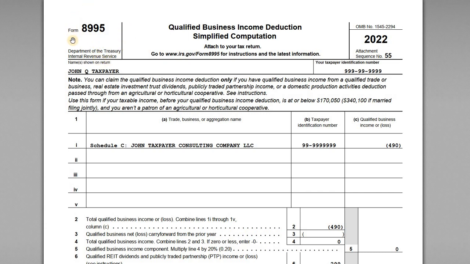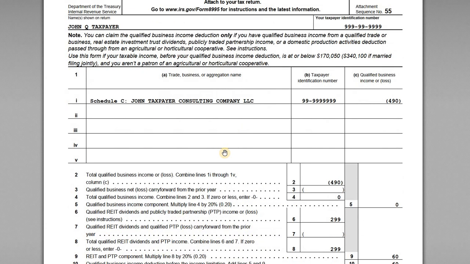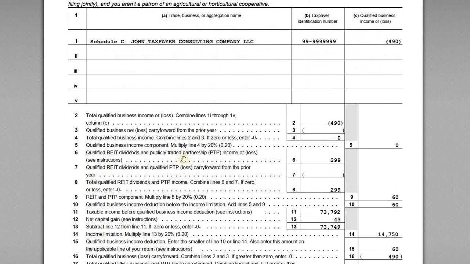Okay, for this video I want to go over the Form 8995 for the QBI deduction. And this is going to be the simplified computation, so we're using the 8995 and not the 8995-A. So specifically I want to go over PTP and REIT income. So qualified PTP REIT dividends and publicly traded partnership income can qualify for the QBI deduction.